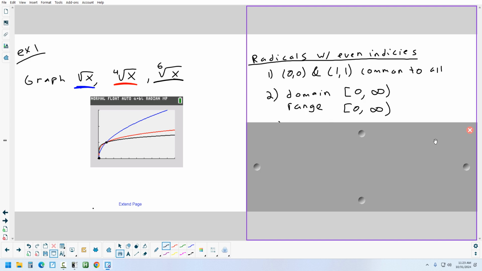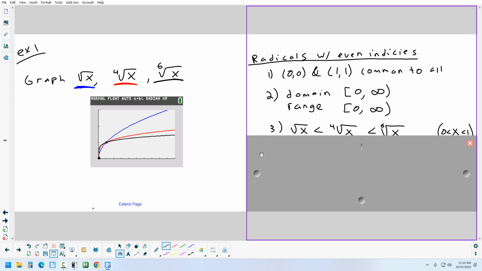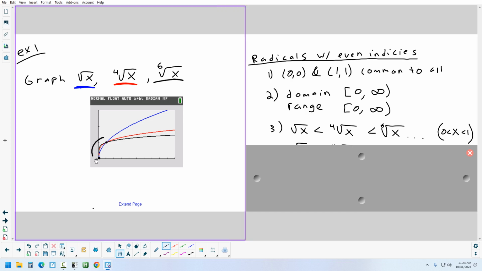You can't tell in that picture, but the original one I had, you could. So when we are between, let's start with 0 and 1, when you're in this section, the square root is going to be the lowest, the fourth root is in the middle, and the sixth root is the highest. So in that section, it kind of follows the index. The bigger you make the index, the higher the root is above another one. So an eighth root would be even higher than a sixth root. The higher the index, the higher the root.